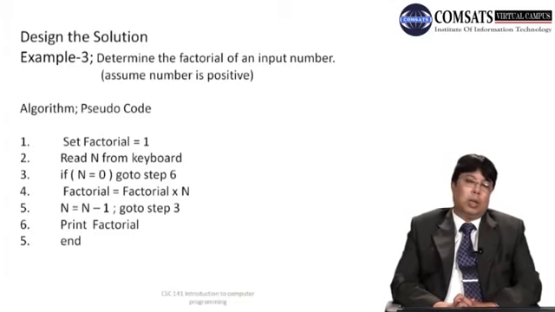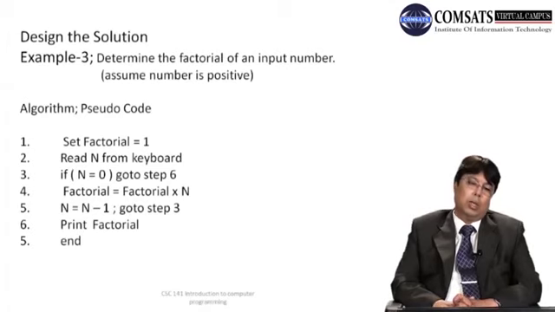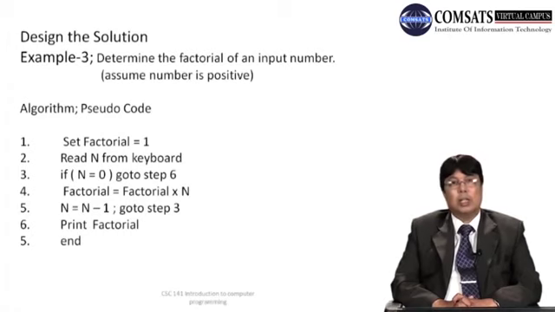So let us develop the algorithm. First we will develop the algorithm in pseudocode and then in flowchart. Initialization step, set factorial is equal to 1. This time we have only initialized factorial, not n. Why?